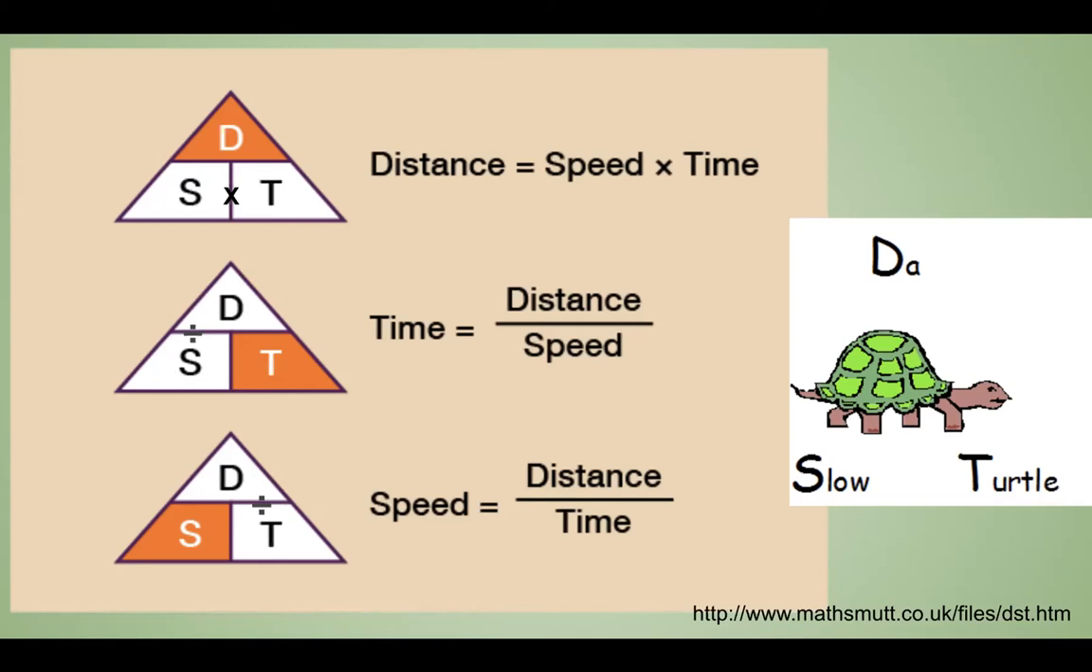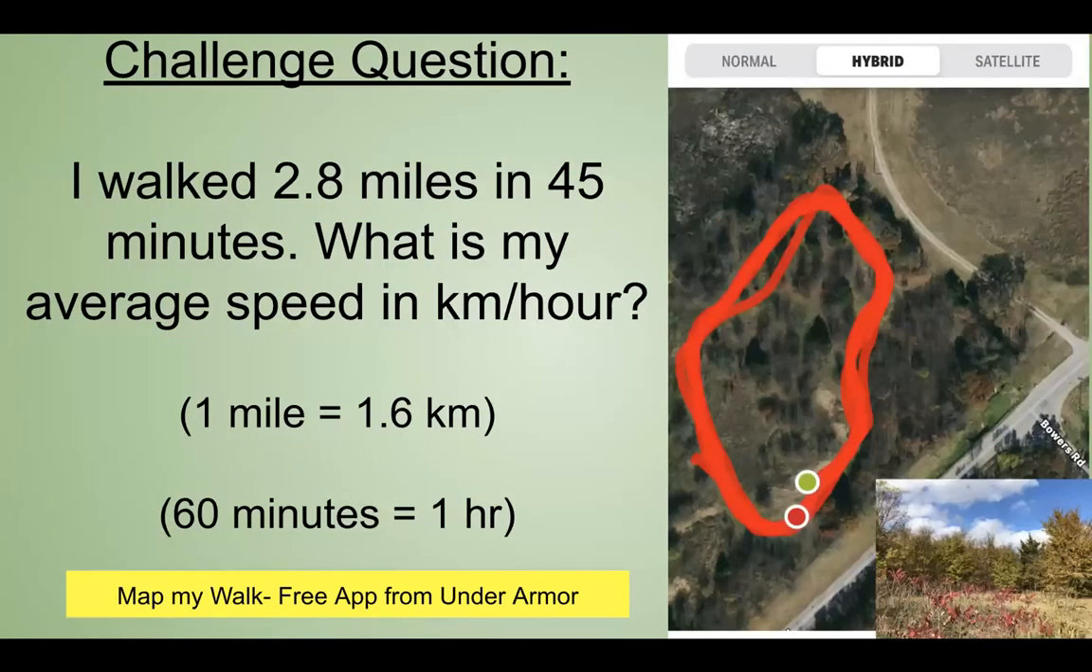So "d" stands for distance, "s" stands for speed, and "t" stands for time. So if you make your triangle and you put your letters in that order, then that will help you solve for your missing factor. And then my challenge question for you guys: I walked 2.8 miles in 45 minutes.